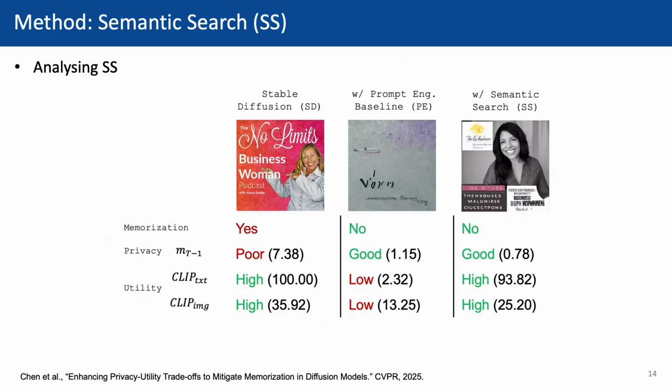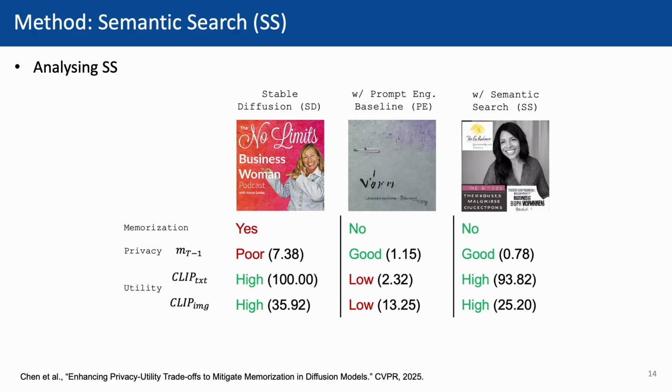This figure demonstrates the superiority of semantic search or SS strategy over the baseline using a widely studied memorized prompt. The prompt is the No Limits Businesswoman Podcast. In the baseline's prompt engineering strategy, the magnitude is reduced to 1.15, successfully avoiding memorization. However, this comes at a significant cost to semantic alignment. The modified prompts drift away from the original meaning, as shown by the low CLIP similarity scores, for both the engineered text prompt and the final generated image.